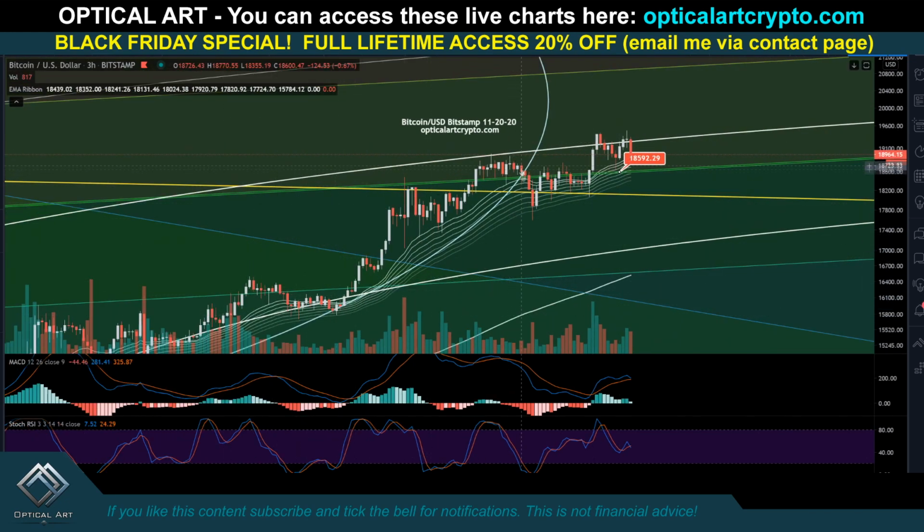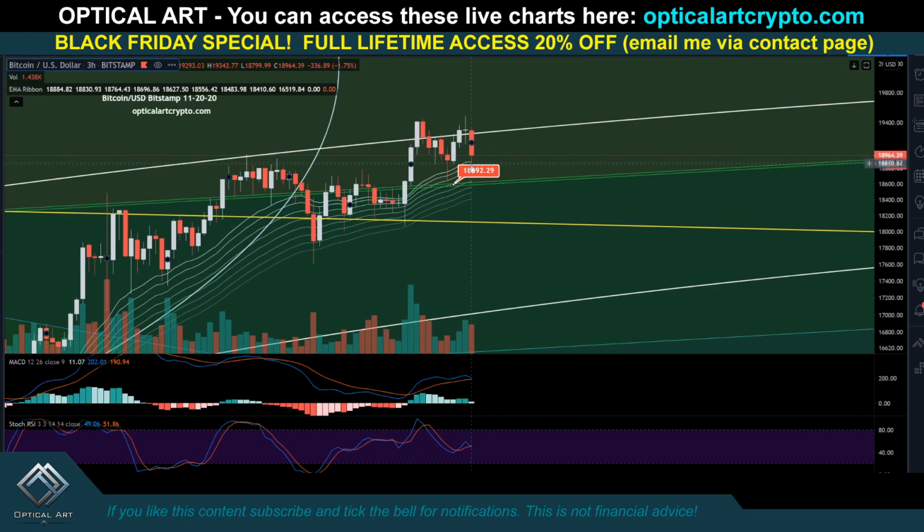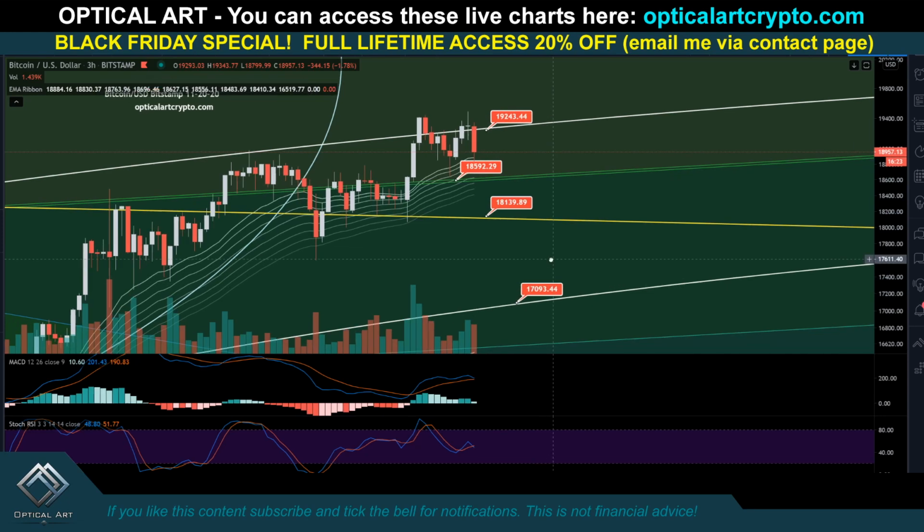We pushed up, found resistance, came back down. We're still finding resistance, so we're having a hard time getting above this ring. And this is currently at, right here, 19,243. And your support right here, this is going to be support as well. You drop down to 18,139, and then you've got the ring below, right here, 17,093.